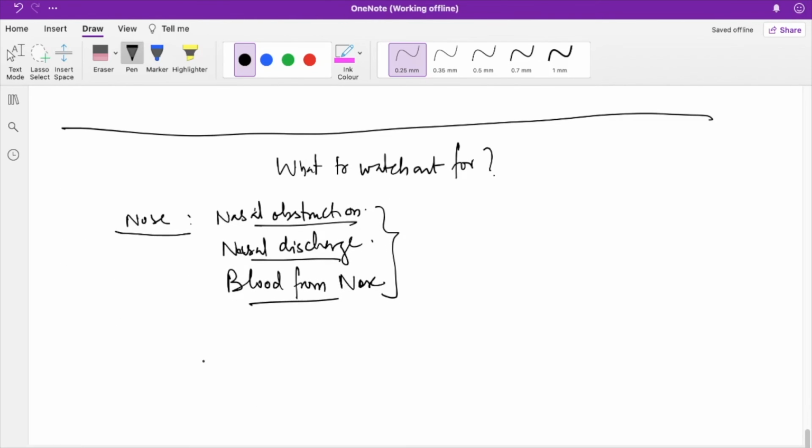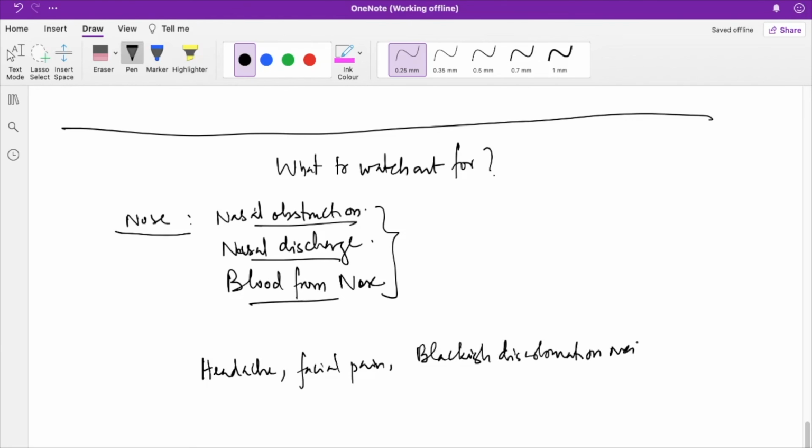What are the other symptoms? The other symptoms are headache, facial pain, blackish discoloration over the nose or palate.